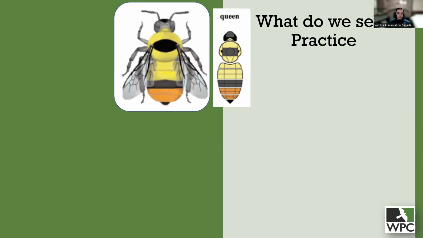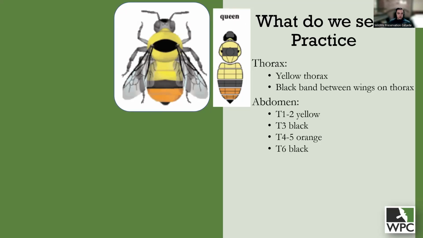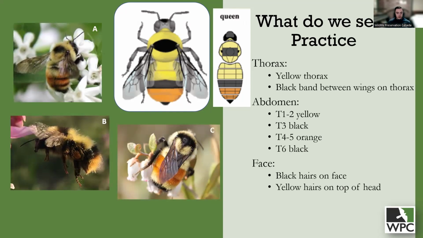Again, these are some diagrams, and I'll practice again. Right off the bat, I see a yellow thorax with a black band between the wings. On the abdomen, I see T1 and T2 are yellow, T3 is black, and then T4 and 5 are orange, followed by T6 being black again. And again, T6 is the stinger, so it's always going to be black. So on the abdomen we see two yellow bands separated by a black band, followed by two orange bands. And on the face, the diagram shows us that we have black hairs on the top of the face and yellow hairs on top of the head. I've got a few possible photographs that might match this diagram, and I'll go through each of them.